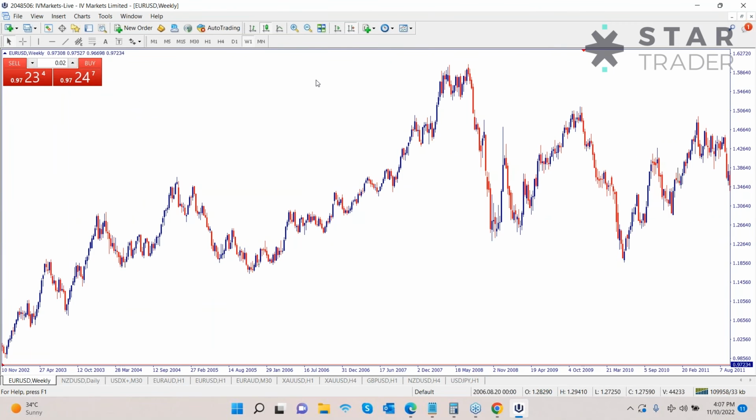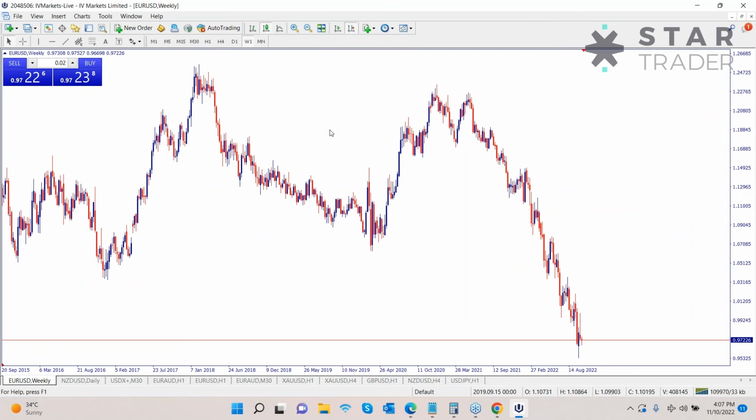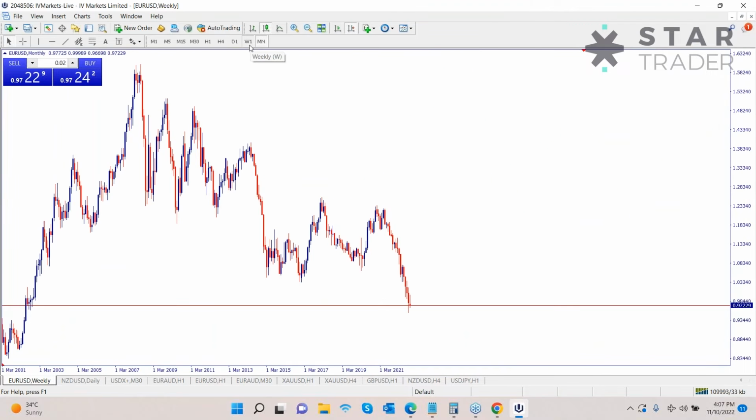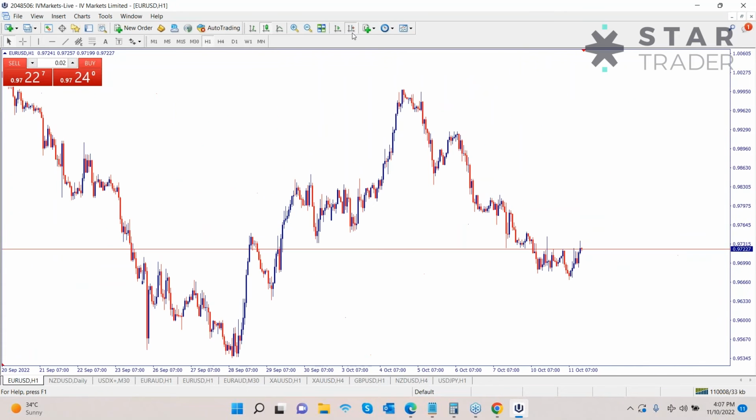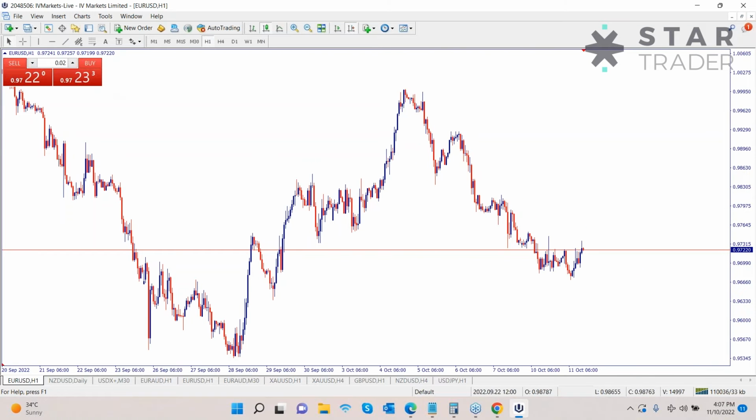To analyze the market, I always prefer starting from the monthly, then weekly, daily, H4 and H1. It depends on your strategy, how you are using your strategy. We will learn about it in the future, but today we are going to discuss how to use the MT4 and how we can make advantage using MT4, and it's all free.